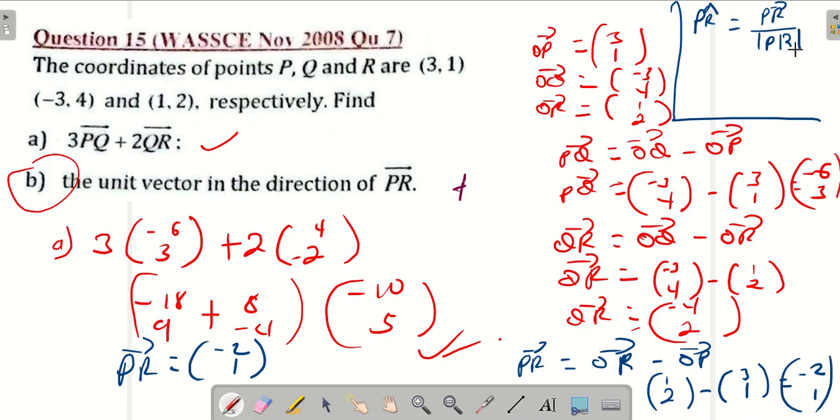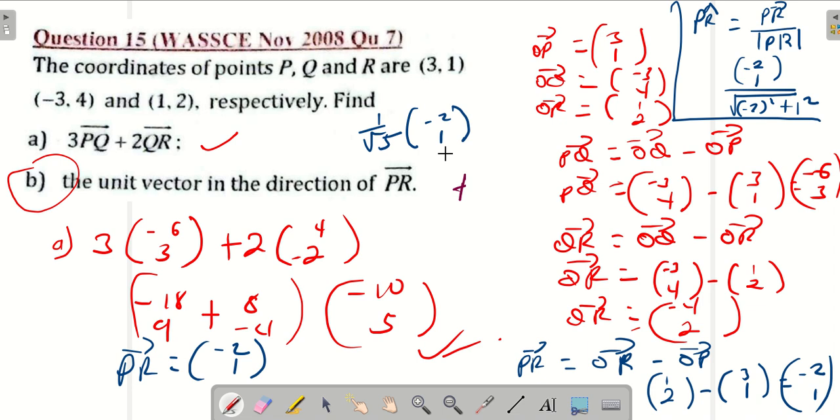Is that right? So the vector is -2, 1, divided by the magnitude, and the magnitude is going to be -2 squared plus 1 squared. So the final answer, let's work the magnitude first. -2 squared is 4, plus 1, root of 5. So we have 1 over root 5 times the bracket -2, 1.